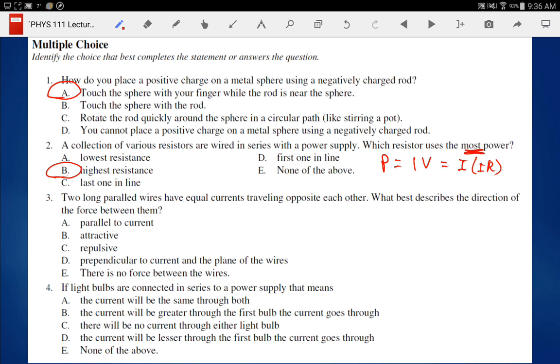All right, third one. Doesn't sound like we are meeting with great success on this quiz. 2 long parallel wires have equal currents traveling in opposite directions. So I have one current like this and one current like this. What best describes the direction of force between them? That was from yesterday or Wednesday's lecture. I was thinking attractive. It's the other one. When they were parallel, then it was attractive. When they're opposite, it was repulsive.